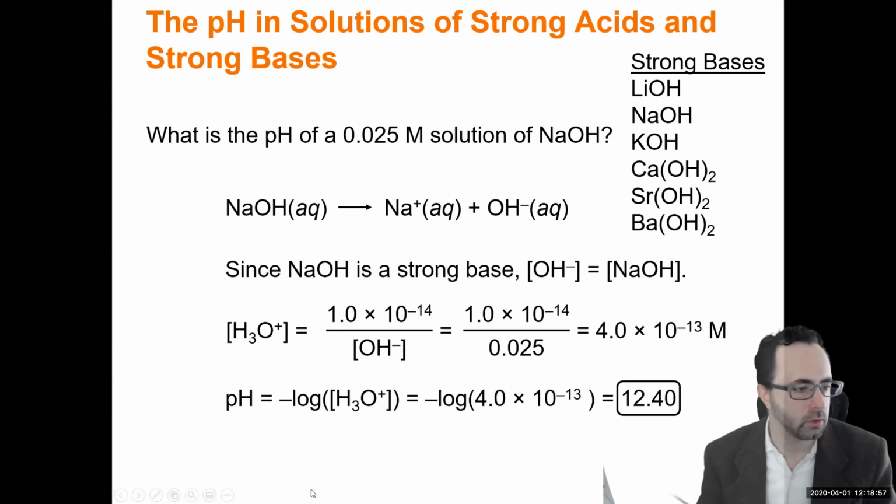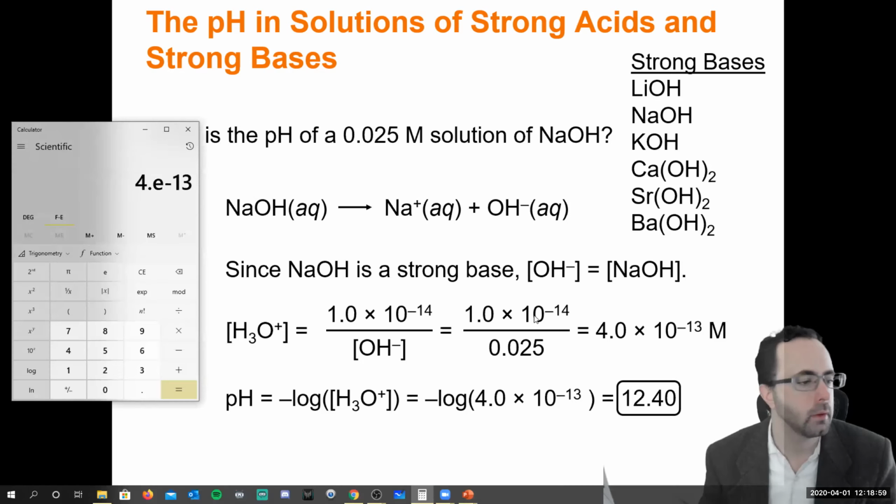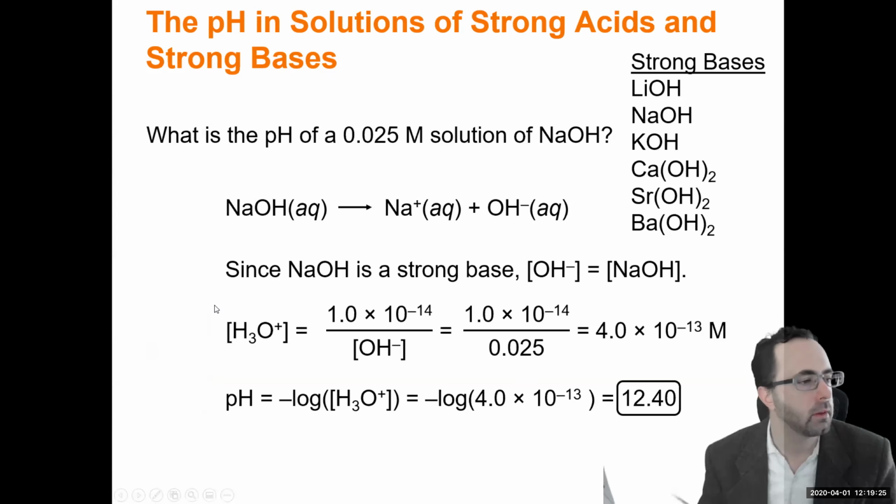And I can show that on the calculator real quick too. So 4.0 EE minus 13, take the log of that and change the sign. So we get 12.39, and we want to round it to 2 places after the decimal, so 12.4. And that's how we figure out the concentration for a strong acid or a strong base.